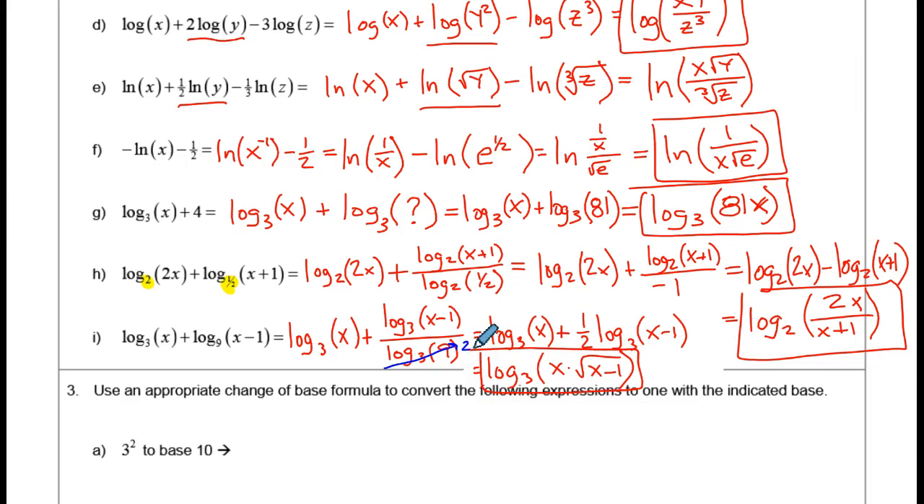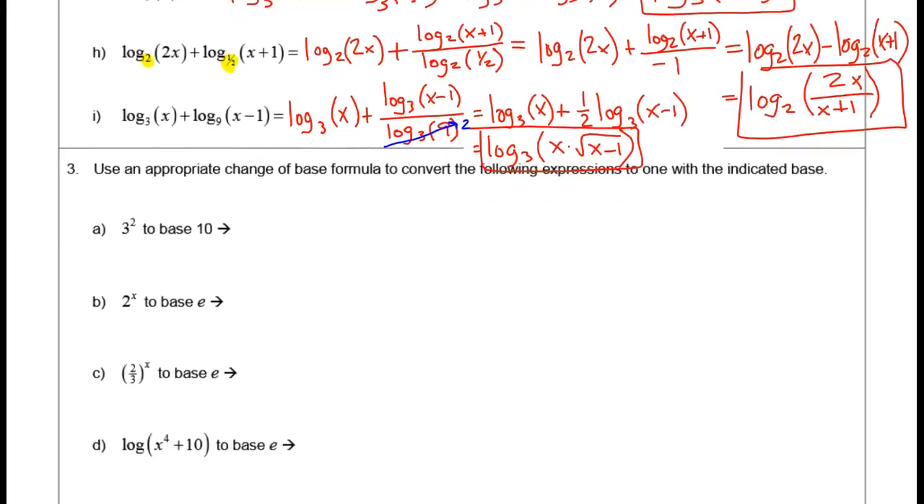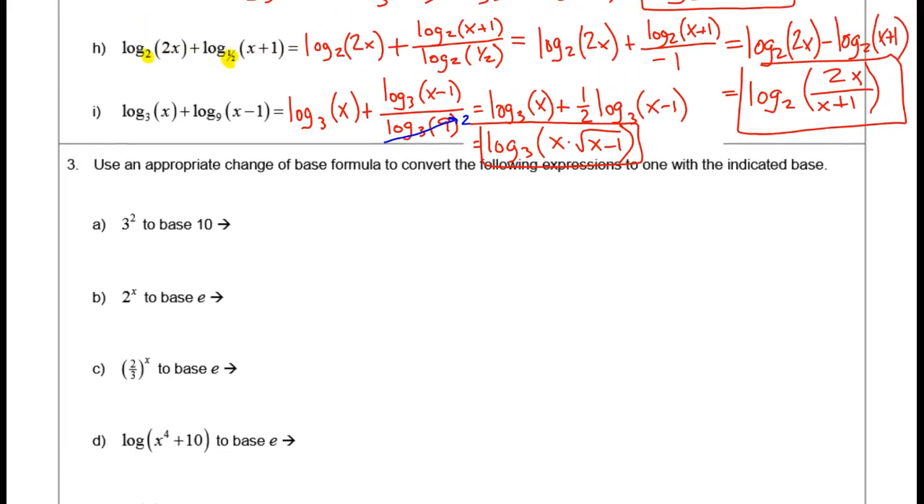All right. Hopefully you're not too damaged from these examples. We can move on to example 3. Example 3 says use an appropriate change of base formula to convert the following expressions to one with the indicated base. Well, we've already done a little bit of this work in the previous example. We had to convert log base 1/2 to log base 2 and log base 9 to log base 3.